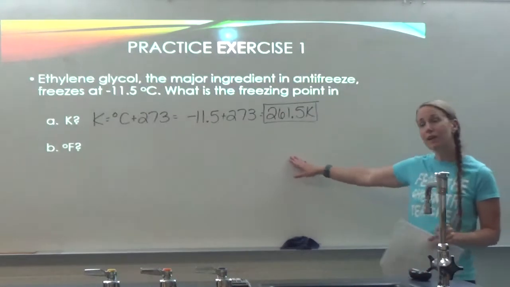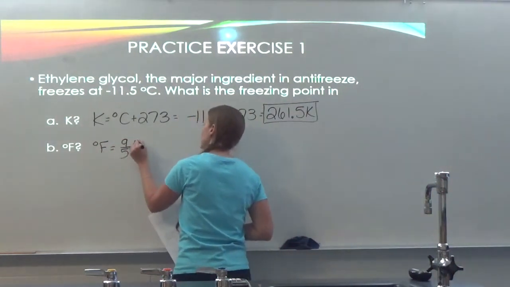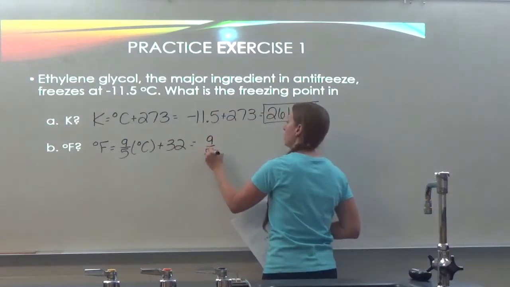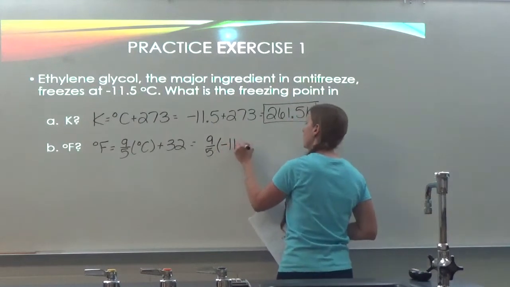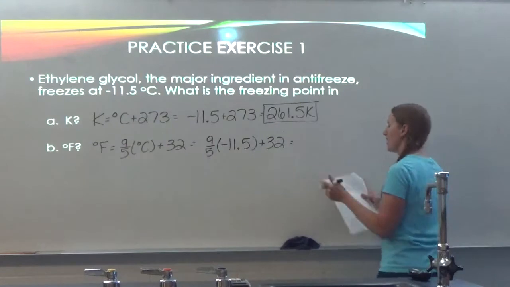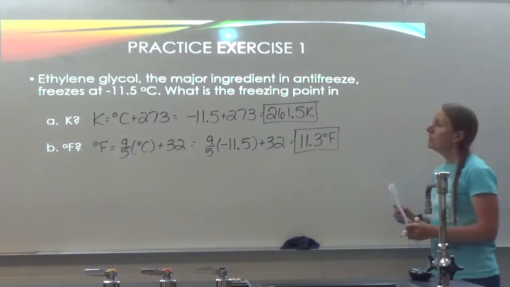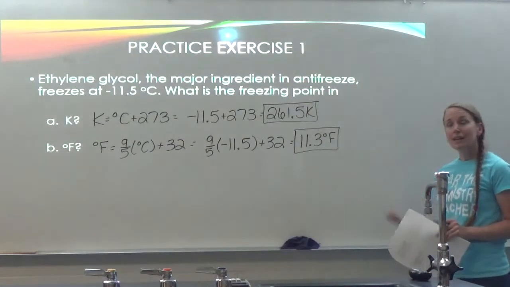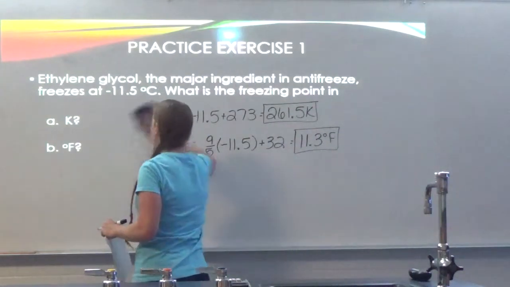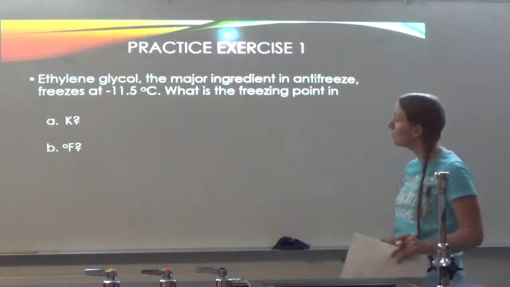Alright, and down here we're going to Fahrenheit again. So Fahrenheit is 9/5 times my degrees Celsius plus 32. So I just plug in. So 9/5 times my negative 11.5 plus 32. And that ends up giving me about 11.3 degrees Fahrenheit. Okay, so again, it's just plugging into formulas. That should be super easy. Having a formula, you practically have the answer if you have a formula to plug into.